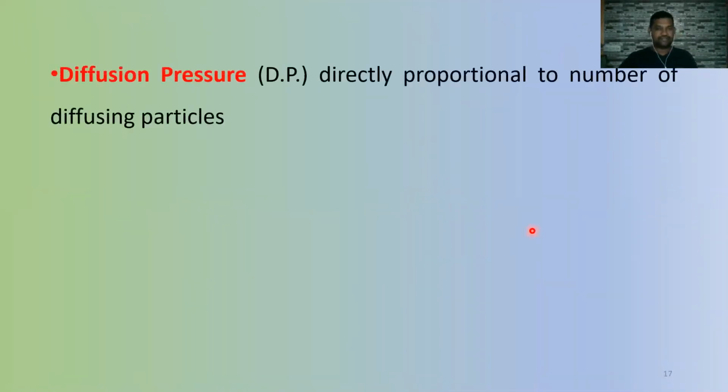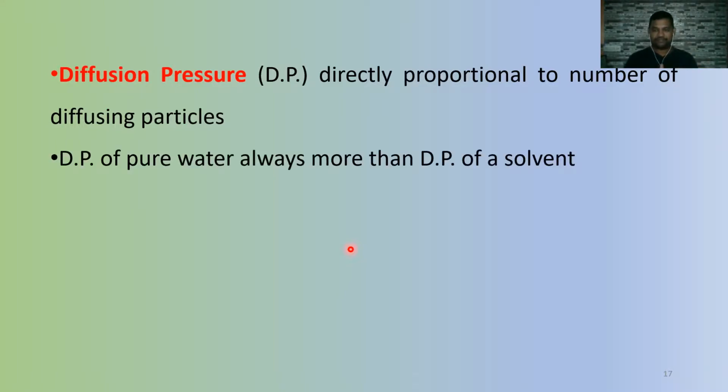Now there is something called diffusion pressure, also called DP. Now this DP is not the one that we normally use. That DP is different. यहाँ पर है diffusion pressure. Diffusion pressure means when diffusion is taking place, how many such particles are getting diffused: ions, molecules, and all. तो जितना ज़्यादा particles diffuse हो रहे हैं, उतना ज़्यादा diffusion pressure.